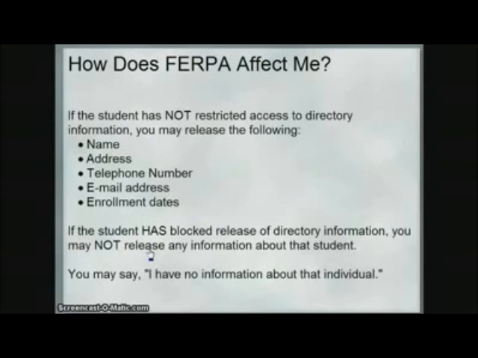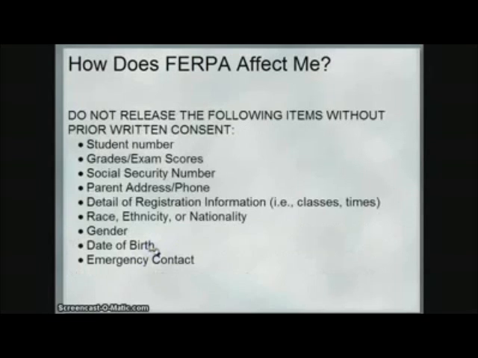If a student has not restricted access to directory information, you could release the name, address, and telephone number as well as the email address of the student. If the student has blocked that directory information, you should not release any information about the student, and in fact, if asked, you should say, "I have no information about that individual."